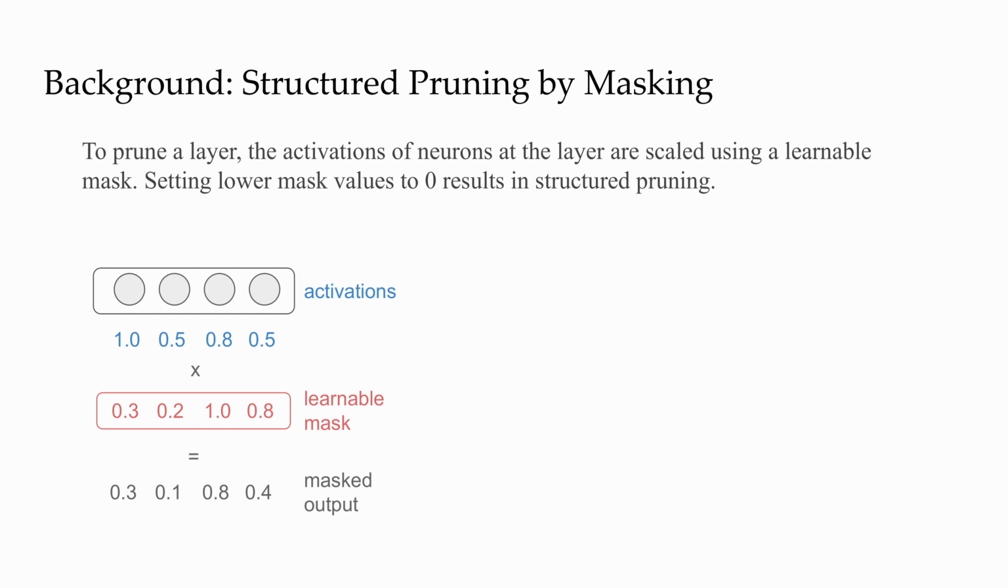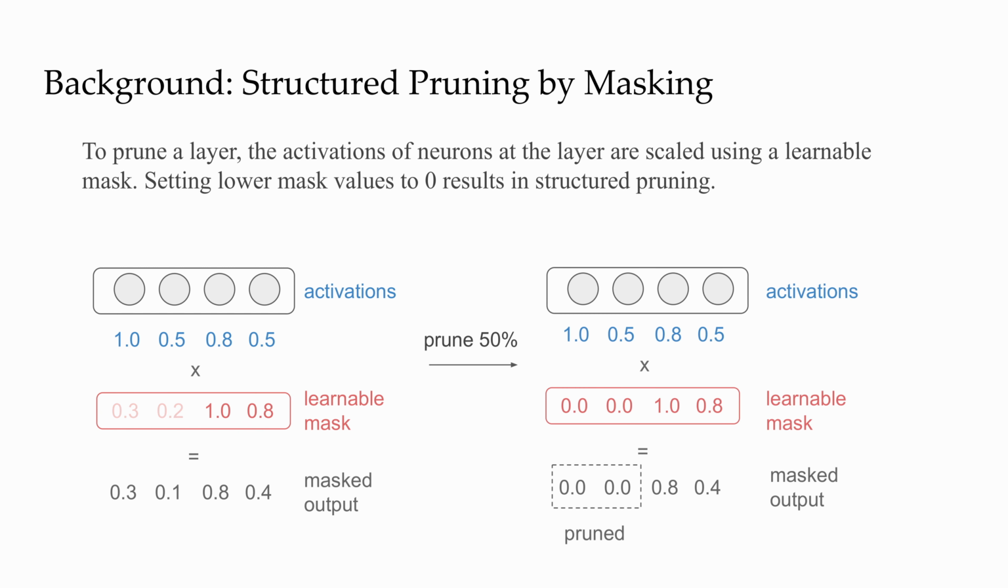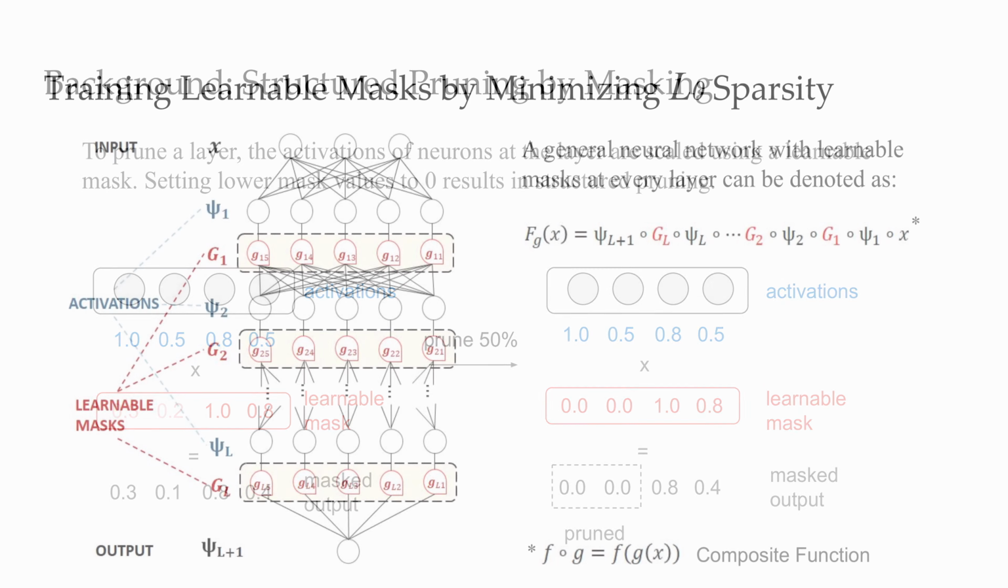In the figure, we show an example of applying mask values to a layer with 4 neurons. Here, if we want to prune 50% of the neurons at this layer, we can prune 2 neurons with the lowest mask values 0.3 and 0.2 by setting their mask values to 0.